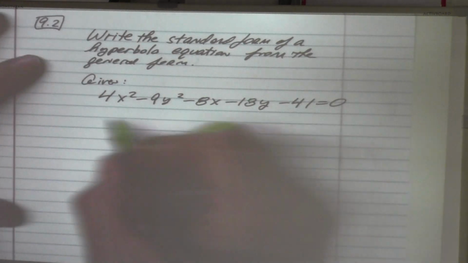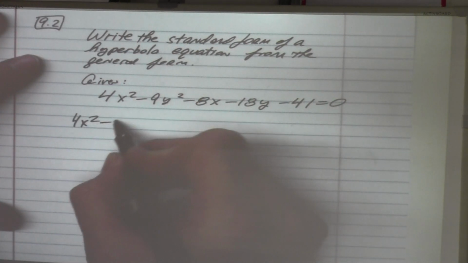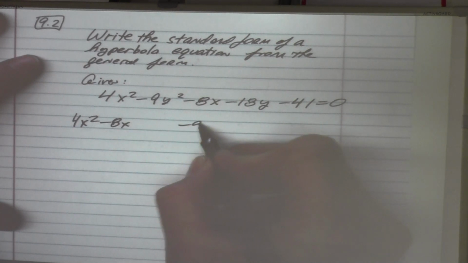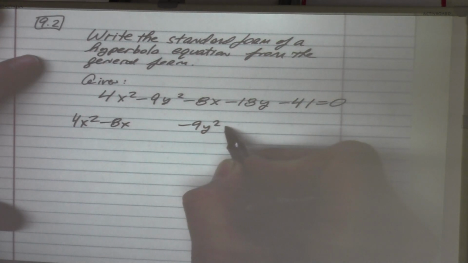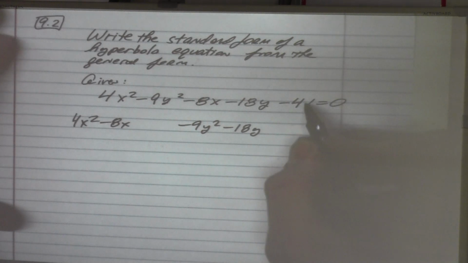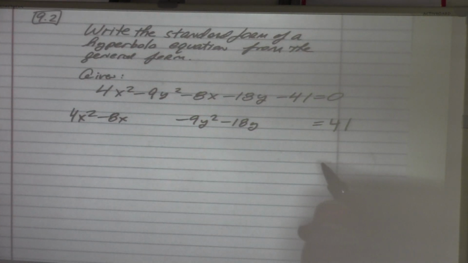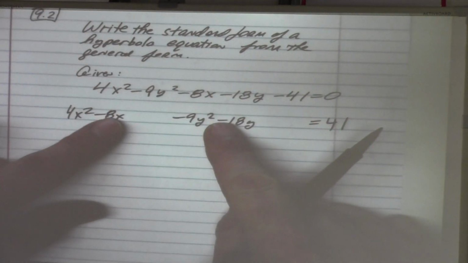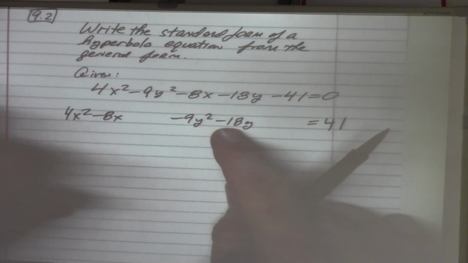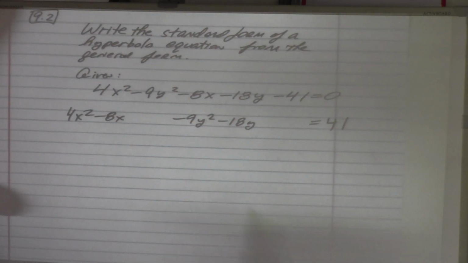So what we're going to do is put the x's together and the y's together. The constant we're going to move to the other side. That's the first step for doing these, is put it in the right order, the right setup, so that you can complete the square for two of them, if necessary. If it was a parabola, you'd only be completing the square for one of them.